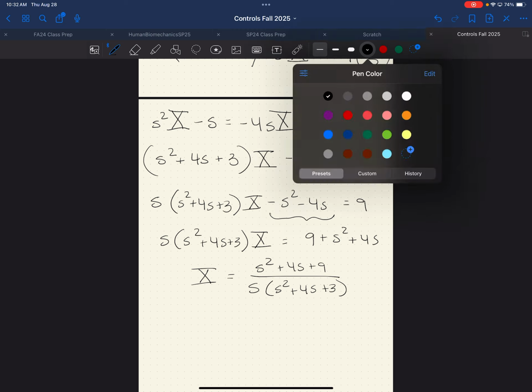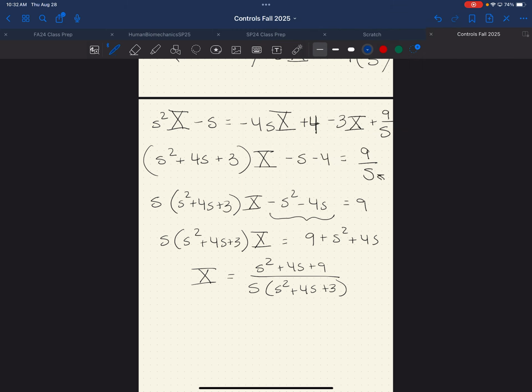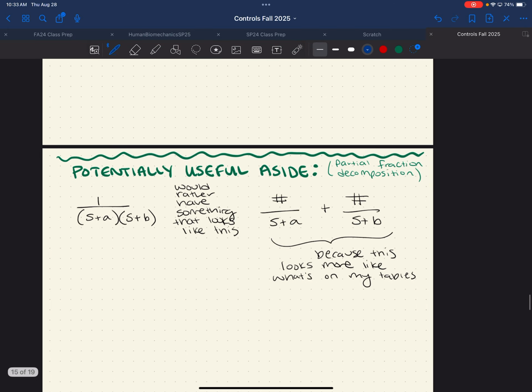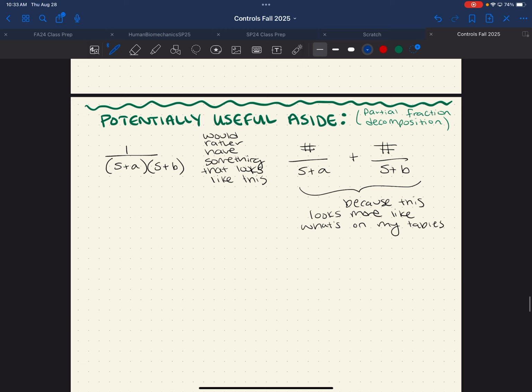Now I have a question. How the heck do I take an inverse Laplace transform of that? Ah, someone did their reading. Yep. Yes, we're going to do a process called partial fraction decomposition. So if you got to this point and you were like, oh gosh, I don't know what to do, let's have a potentially useful aside. Let's look at a different case.